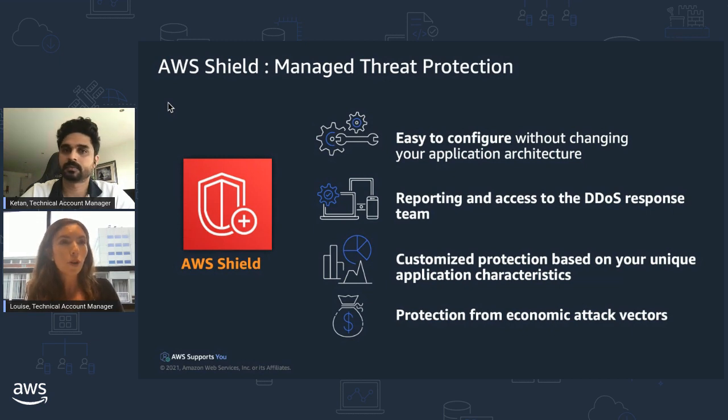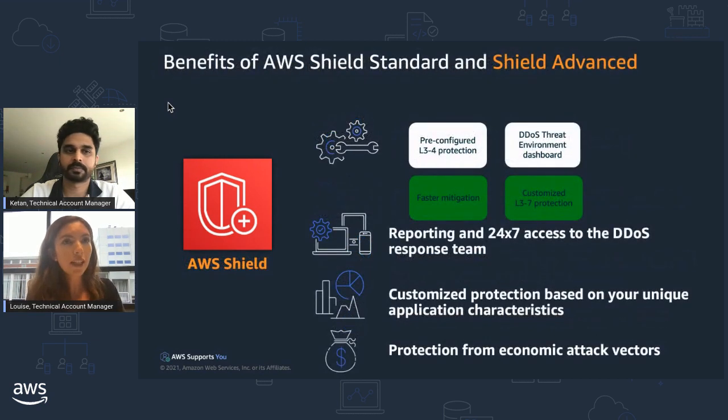Just diving a bit more into Shield, the benefits of Shield Standard and Shield Advanced. AWS provides two levels of protection against DDoS attacks. Shield Standard is applied automatically to all AWS accounts at no additional charge, so all AWS customers can benefit from this. What it does is defend against the most common, frequently occurring network and transport layer attacks, so layers 3 and 4, that target your website or application.